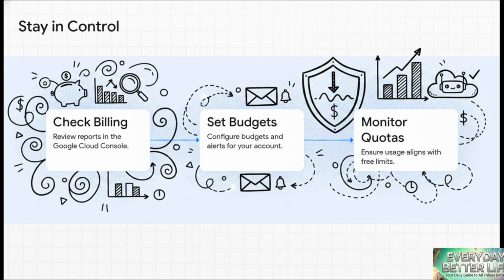So, to guarantee you maintain total control over your sandbox, just follow these 3 steps. First, regularly check your billing reports, right there in the Google Cloud Console. Second, and this one is absolutely crucial, set up budgets and alerts so you literally get an email long before you ever owe a cent. And third, monitor your quotas to ensure your app's traffic actually aligns with the monthly free tier limits we've outlined today.